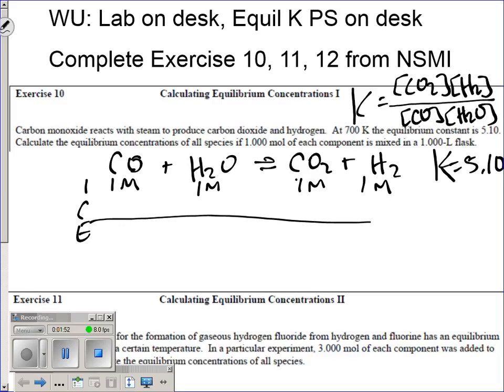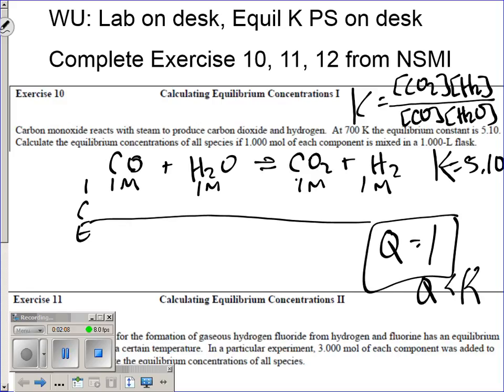So when I calculate Q, it's pretty easy. Q is equal to all of this mess, but with our 1's in there. So 1 times 1 over 1 times 1 is 1. Okay, so I didn't show my plugging in of that, but I would expect you would. And then down below you would say Q is less than K. So what's my problem here? I have too few what? Too few products, because I need my numerator to get higher, so I need to add products.